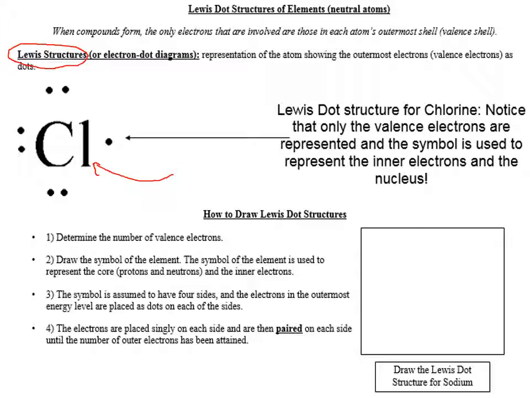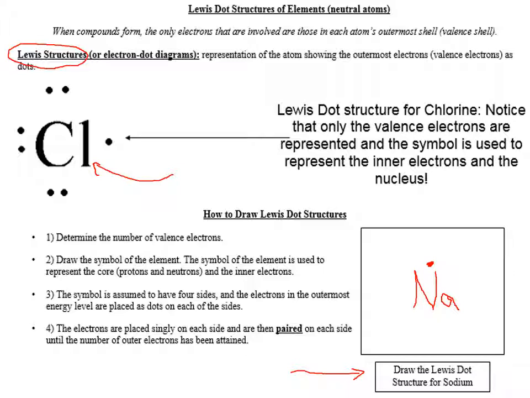So we'll do an example together. We're going to draw the Lewis dot structure for sodium. All it really requires is to find out which group sodium is in. If you look in the periodic table, sodium is in group 1. So your first step is to draw the symbol for sodium. And knowing that it's in group 1, you know there's one valence electron. So all you do is place one dot on top, and that is the Lewis dot structure for sodium.